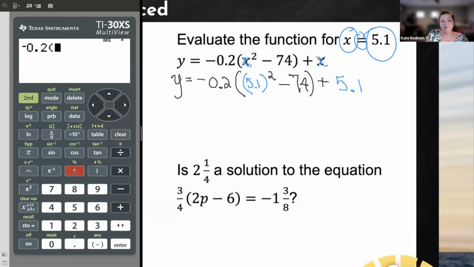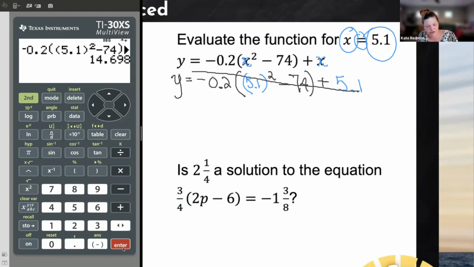-0.2, open up parentheses, open up another parentheses, 5.1. Close the parentheses around 5.1 in order to square it, then subtract 74, close parentheses before I add 5.1. And I get from this entire expression 14.698. And that is what y is equal to.